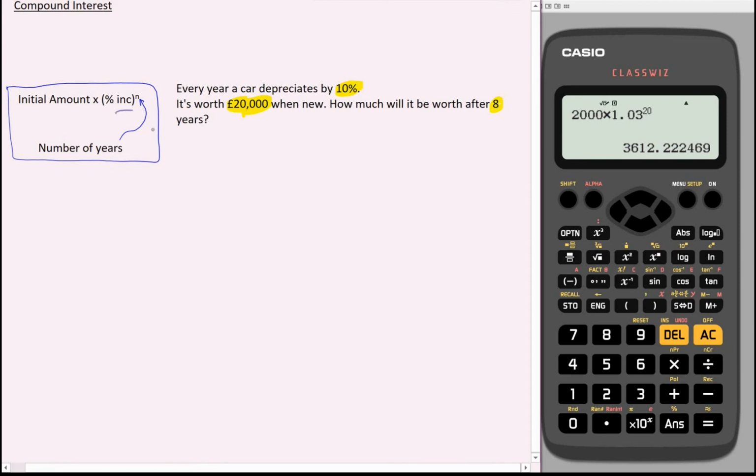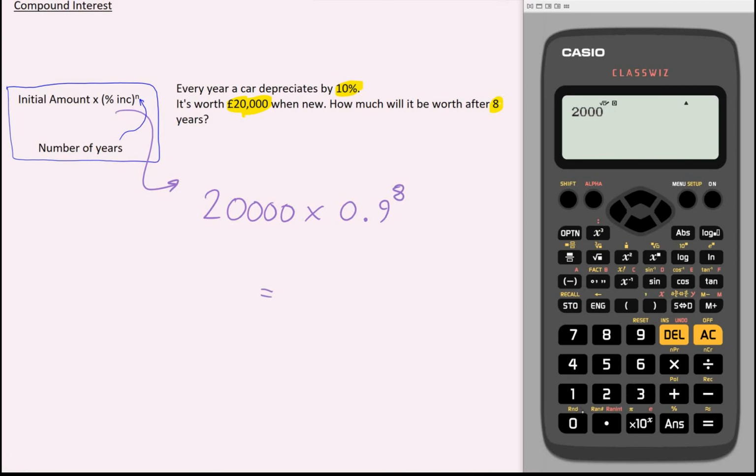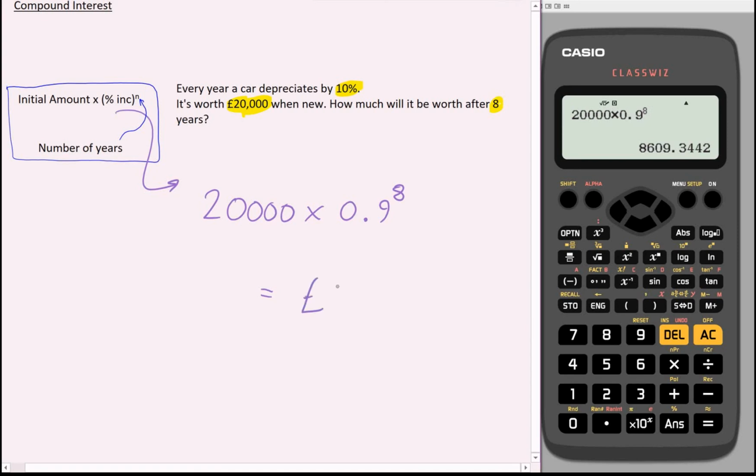And we follow this same kind of guide. So initial amount is 20,000. Each year we're decreasing by 10%. If you want to decrease by 10%, that means you are timesing by 0.9, and same as before, it's going to be to the power of the number of years, so to a power of 8. And then again, you just type that straight in. Okay, so it's the exact same idea, and as always, giving my answer to the nearest pence.